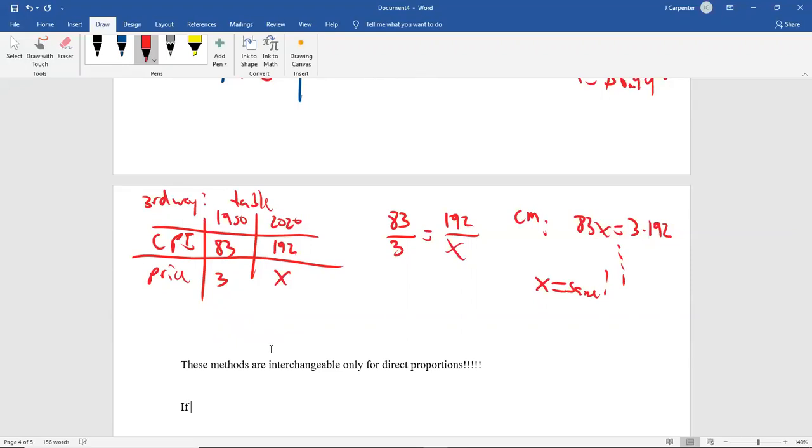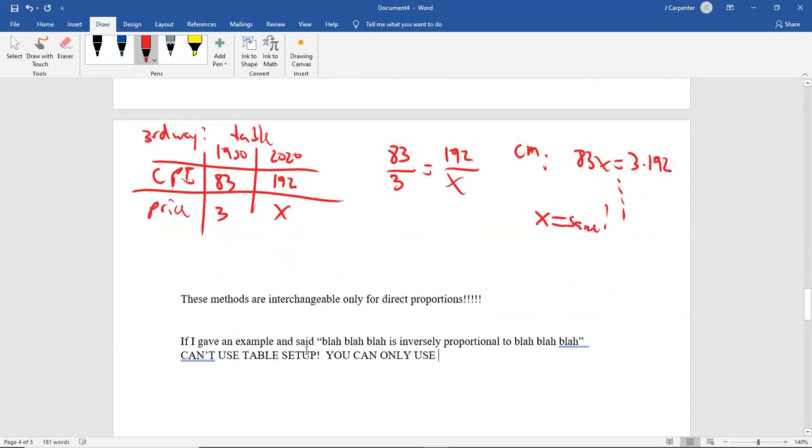So, if I gave you an example and said blah, blah, blah is inversely proportional, blah, blah, blah, you can't use a table setup. Only use, and this isn't y equals kx because of the inversely word, it's y equals k over x. It's really no more of a complicated problem. It's just this idea is as one thing goes up, the other goes down. More specifically, as one thing doubles, the other halves.